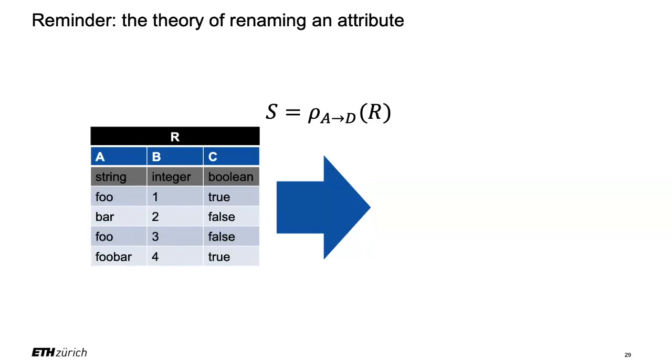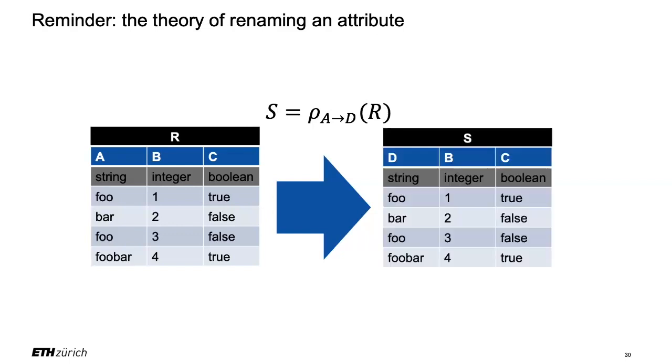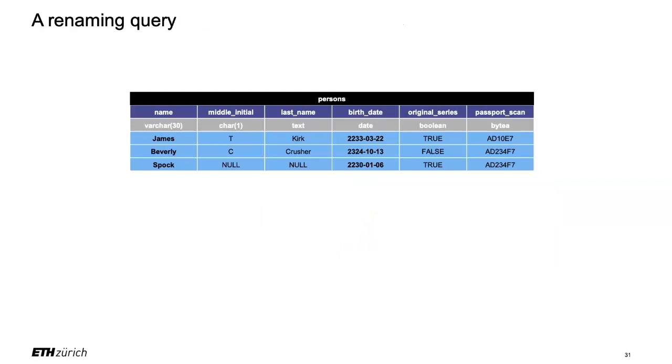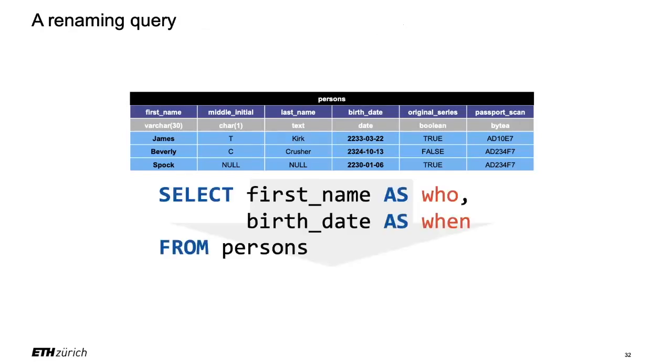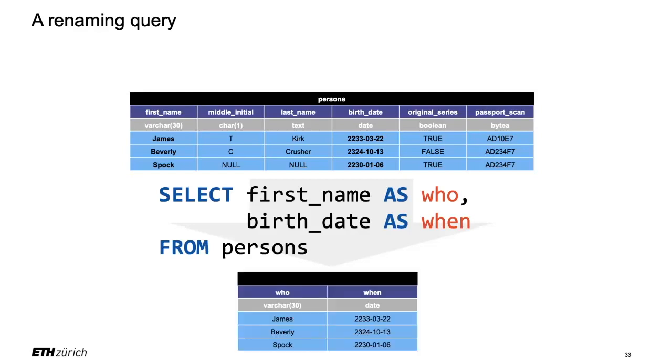All right. Okay, so now let's rename attributes, because that is one of the questions that you asked. That's the rho function where I change this to D instead of A. So how do I do it with SQL? This is how. I'm just selecting the first name as who. So I'm saying now I'm changing the name and birth date as when. And this is what I get, right? I'm going to get the new names. You see it changed now to who and when, right?